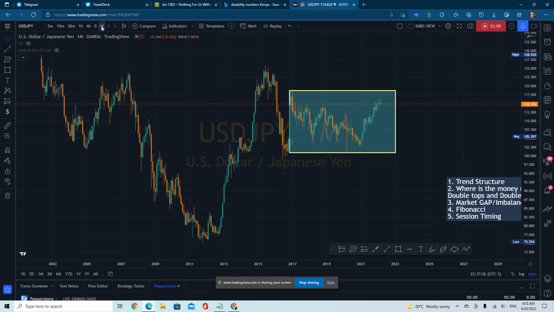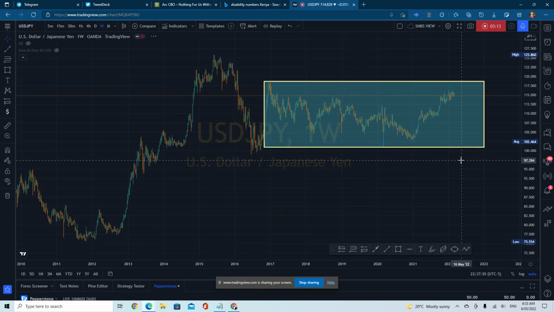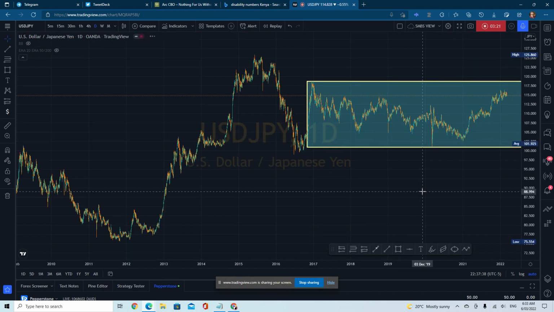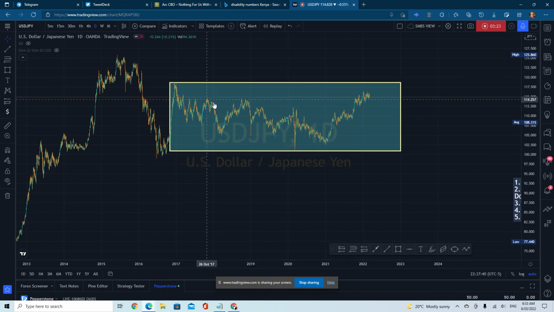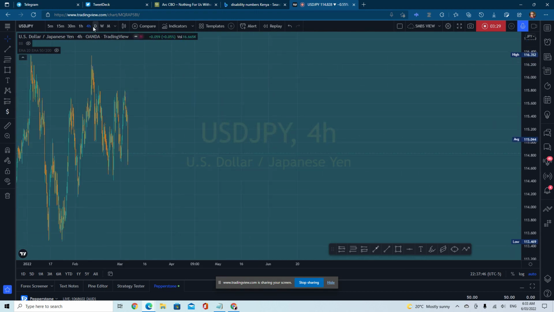If we drop down to a weekly, now the price starts becoming clear, so that we see the regions where price has been ranging clearly. And if you drop down to the daily, still the same thing. It just shows you how price has been ranging, and on the 4 hour time frame, it should still be the same thing.